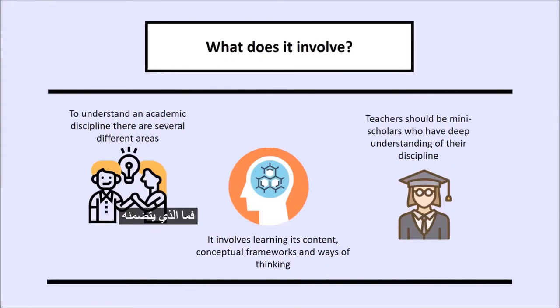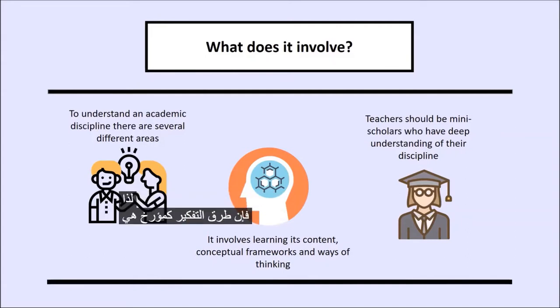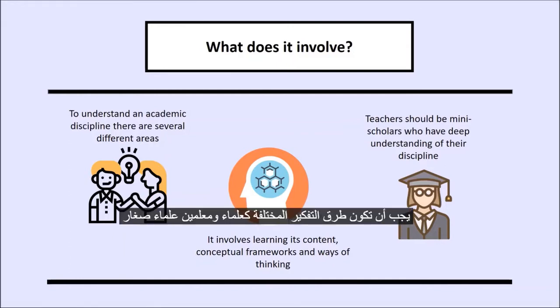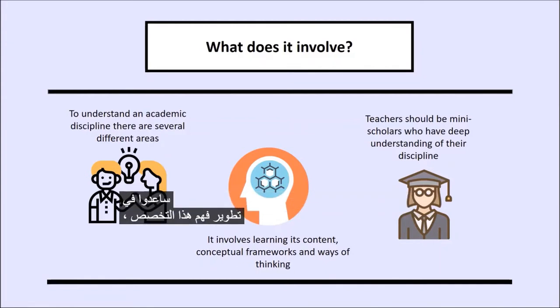So what does that actually involve? Well, to understand an academic discipline, there are several different areas to consider. It involves learning its content, the conceptual frameworks around it, and the ways of thinking within that discipline. The ways of thinking as a historian are different from the ways of thinking as maybe a scientist. And teachers should be mini scholars who help develop the understanding of that discipline. The ultimate aim is obviously those main scholars at university.